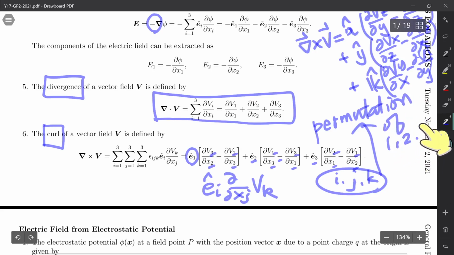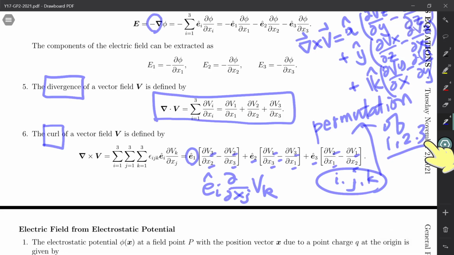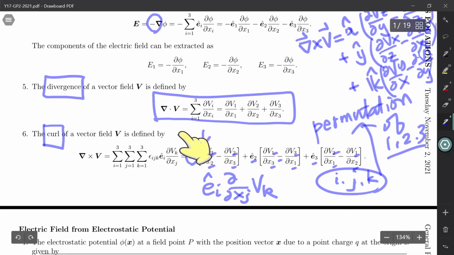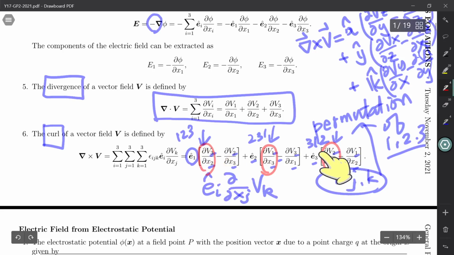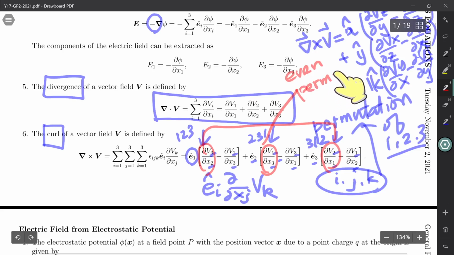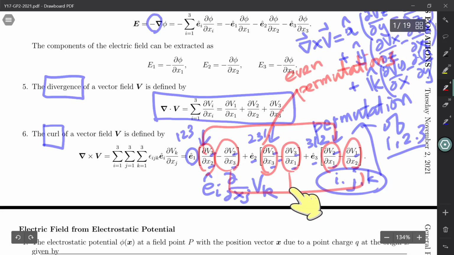Of 1, 2, 3. If it is even: 1, 2, 3; 2, 3, 1; 3, 1, 2. These are even. These three are even permutations. And these three are odd permutations. Say, this is 1, 3, 2; 2, 1, 3; and 3, 2, 1. They are odd permutations.